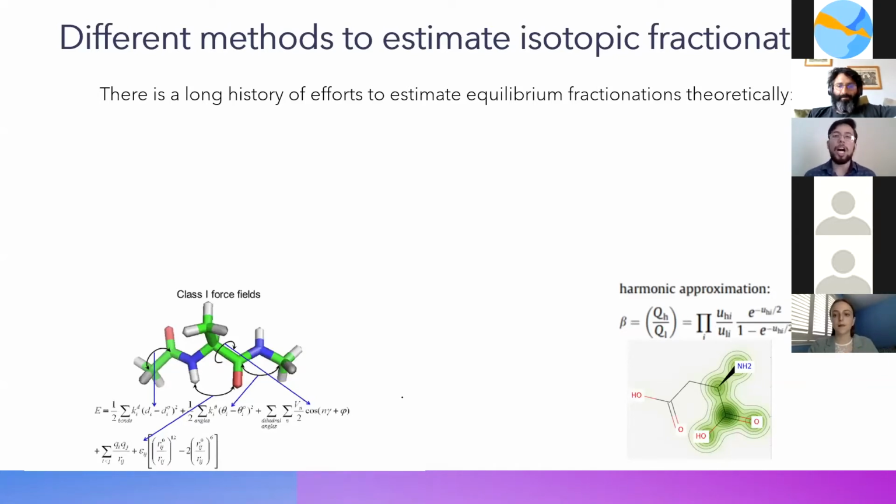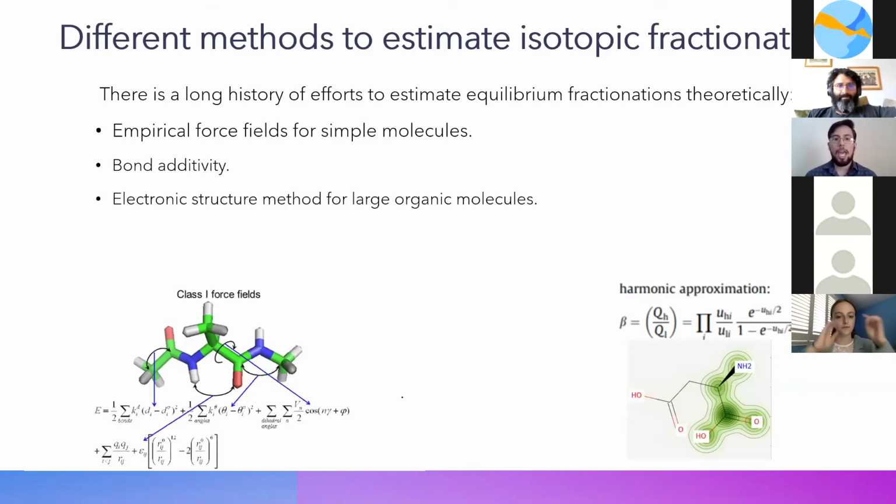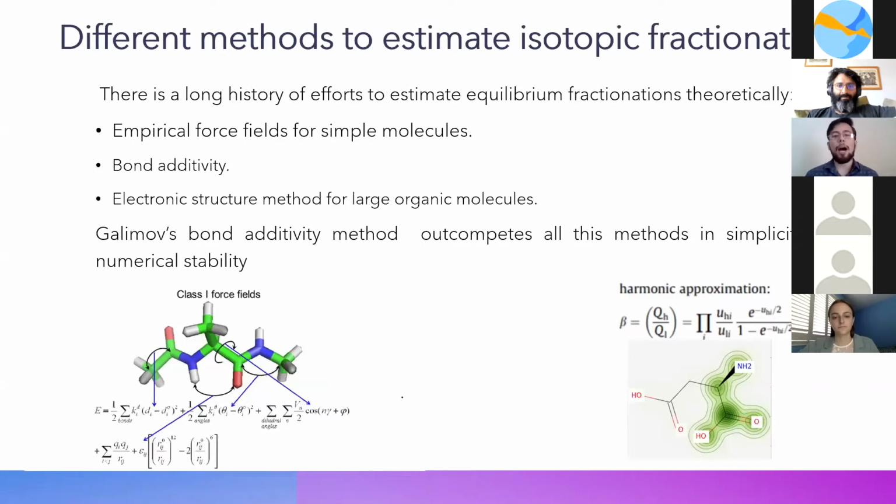So we now want a method in order to obtain these numbers. Throughout history, there have been numerous efforts to obtain this. For instance, we have empirical force fields for simple molecules, the Galimov bond additivity method, and the electronic structure method for large organic molecules. I have to say that all these methods are valid, but when we are talking about computational chemistry, we are worried about a method that is numerically stable and simple somehow, because we want to be able to scale this.